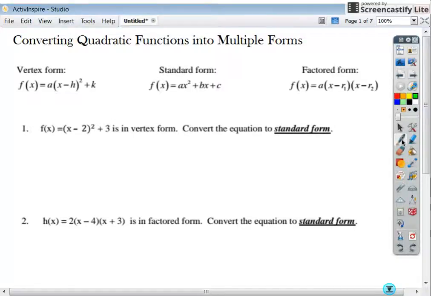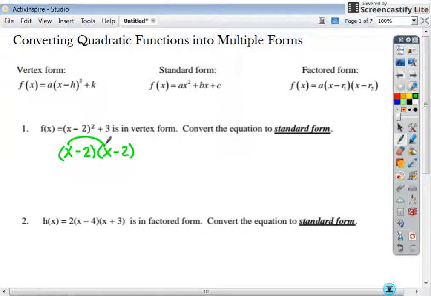All right, we are going to convert quadratic functions into different forms. The first one, we are going to convert from vertex form to standard form. So to do this, what I need to do first is multiply x minus 2 by x minus 2. When you square something, what you're doing is you're multiplying it by itself.